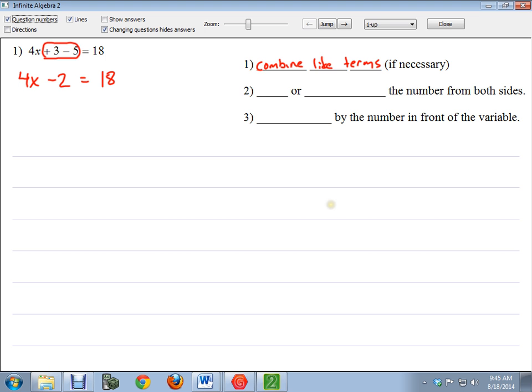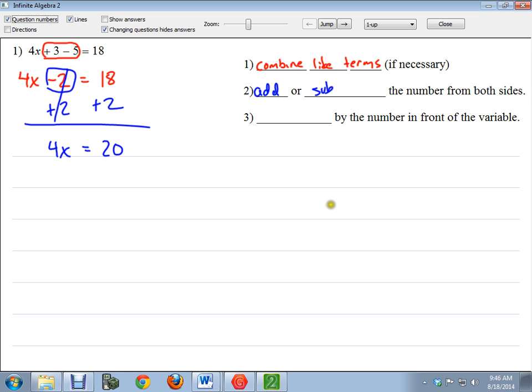Now that x's are combined together and the numbers are combined together, what we can do is get rid of those numbers. We want to get the x alone. So we want to add or subtract the numbers that are the same on both sides of the equal sign. So I'm going to look at this and identify a number that needs to go away, which is this negative 2. So I'm going to go ahead and say, how do I get rid of it? And just add it to both sides. Negative 2 plus 2 is, well, 0. Leaves me nothing but a 4x on that side of the equal sign. 18 plus 2 is 20.